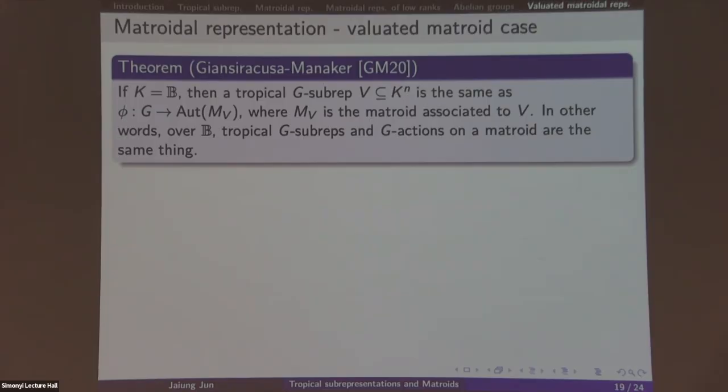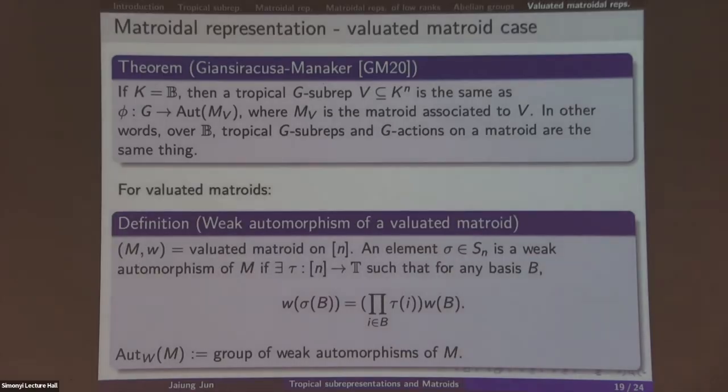Now this is the one that I had in my previous slide. Over the Boolean semifield, a tropical subrepresentation is nothing but a group homomorphism from the group to the automorphism group of a matroid. And what we tried is to generalize this to the case of evaluated matroids. The first question is, how can we define an automorphism group of an evaluated matroid? There might be other choices. We tried to find it in the literature, but it may be that we didn't try really hard, and we were not able to find much information about the automorphism groups of evaluated matroids. So this is the definition that we came up with.